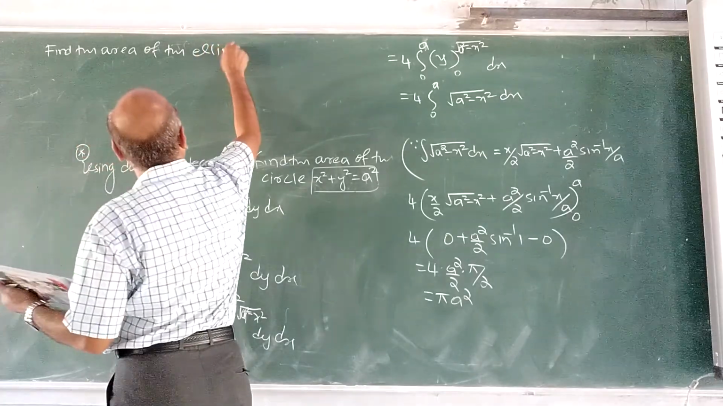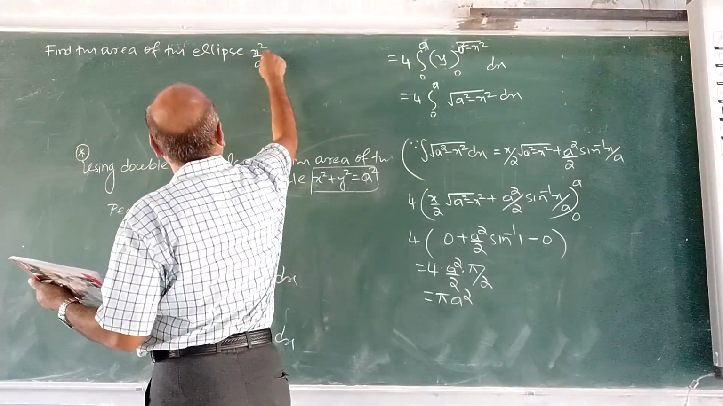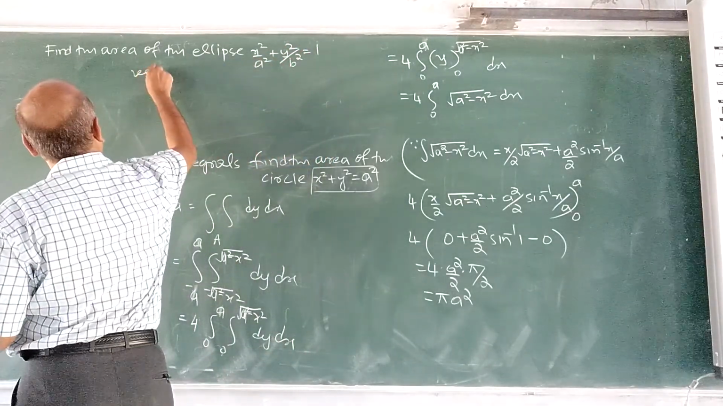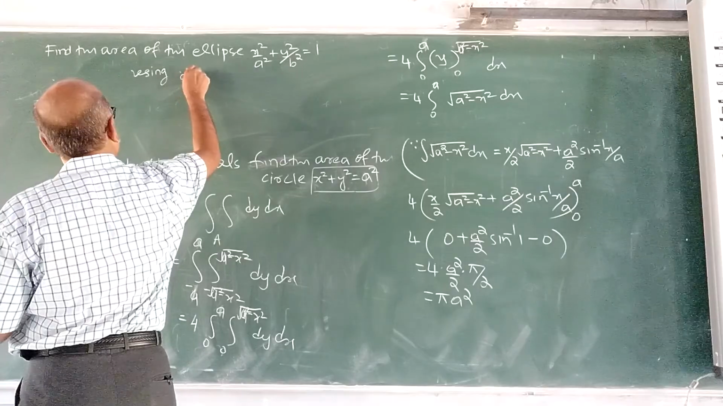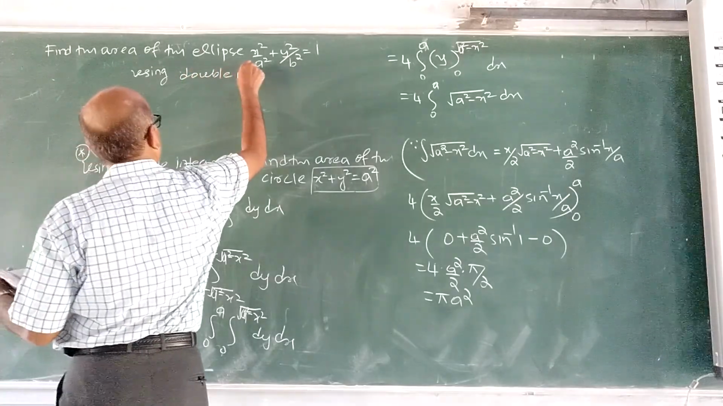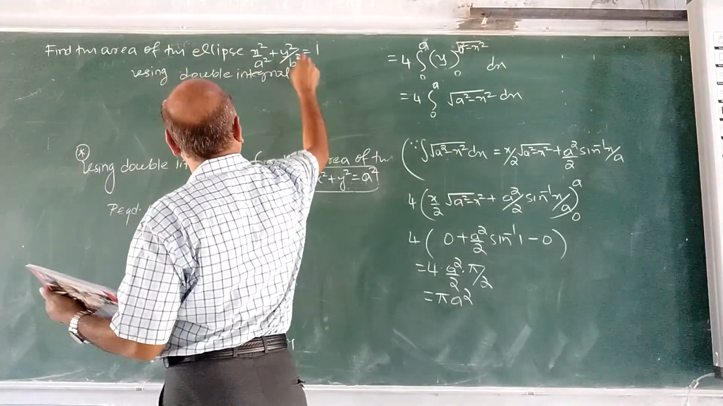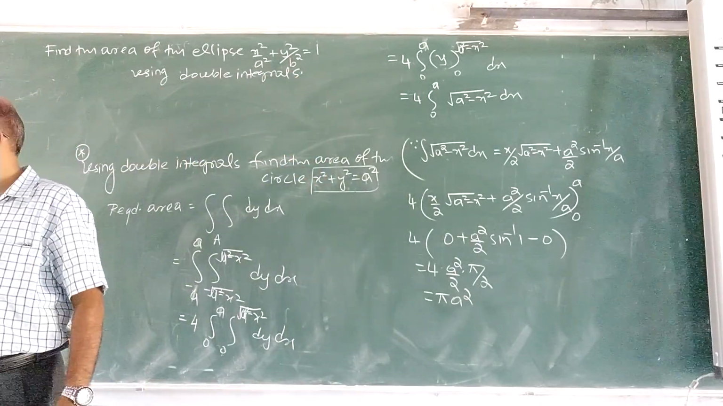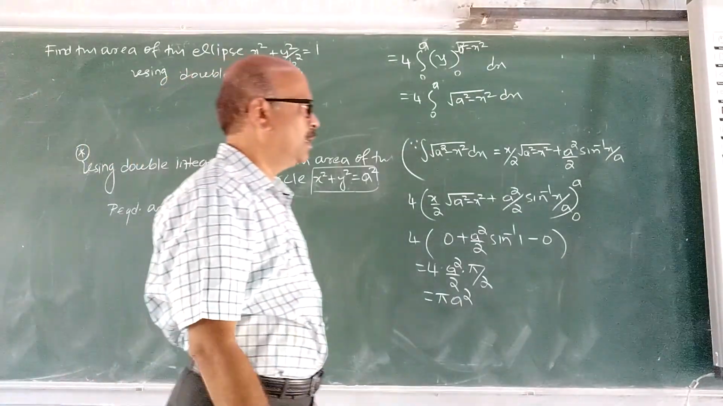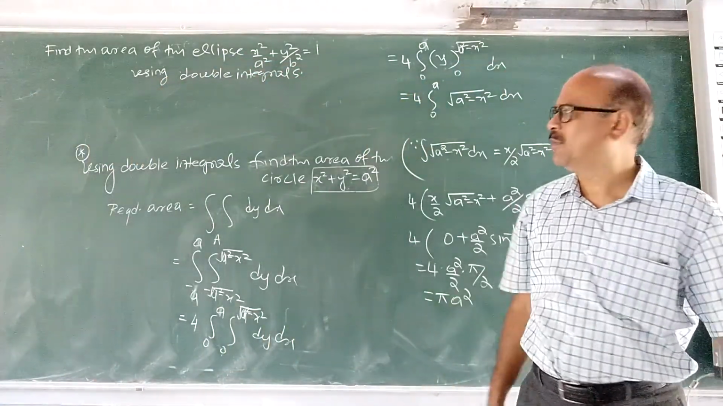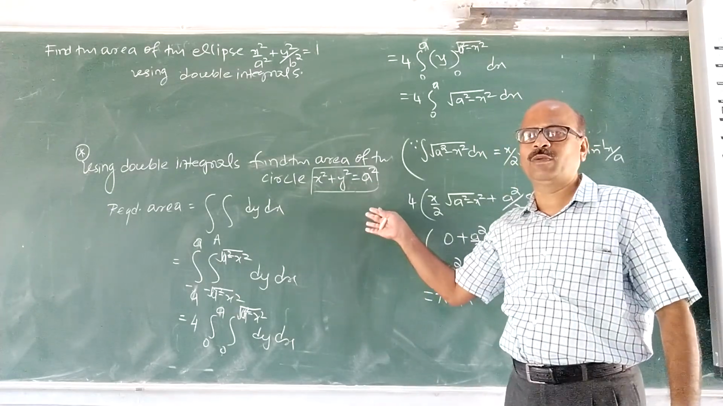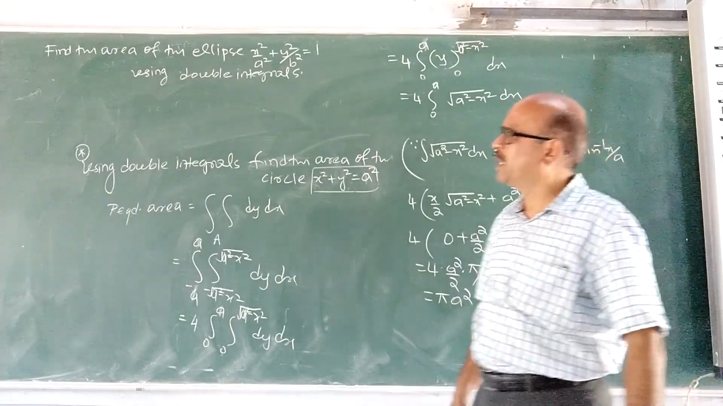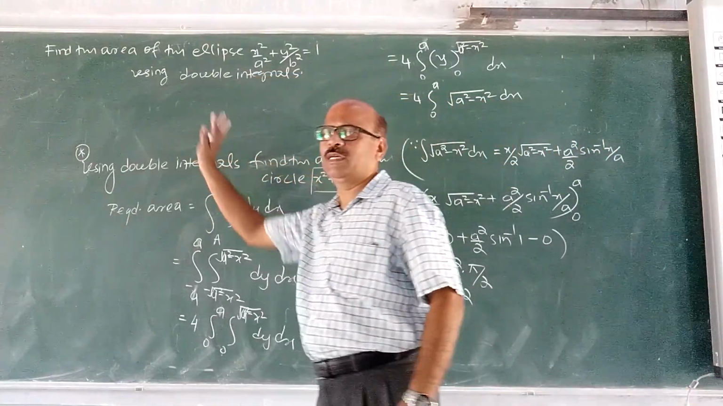Next is find the area of the ellipse x square by a square plus y square by b square is equal to 1 using double integrals. In definite integrals of single variables, we have studied these problems, how to find the area using definite integrals. But here we use multiple integrals, double integrals.